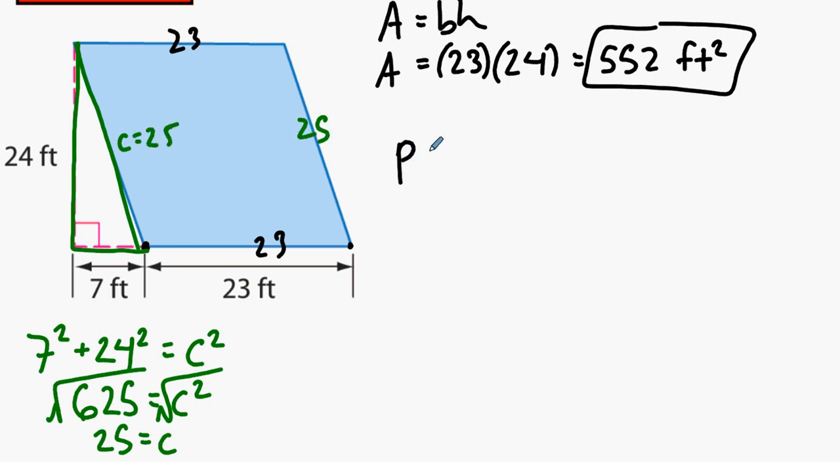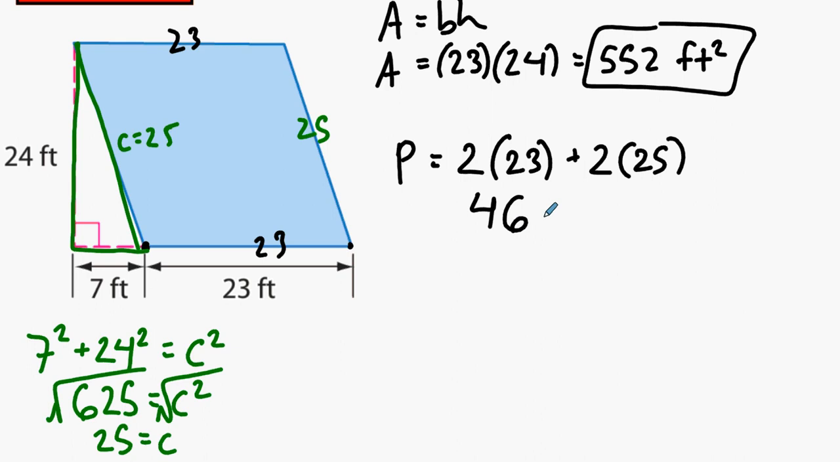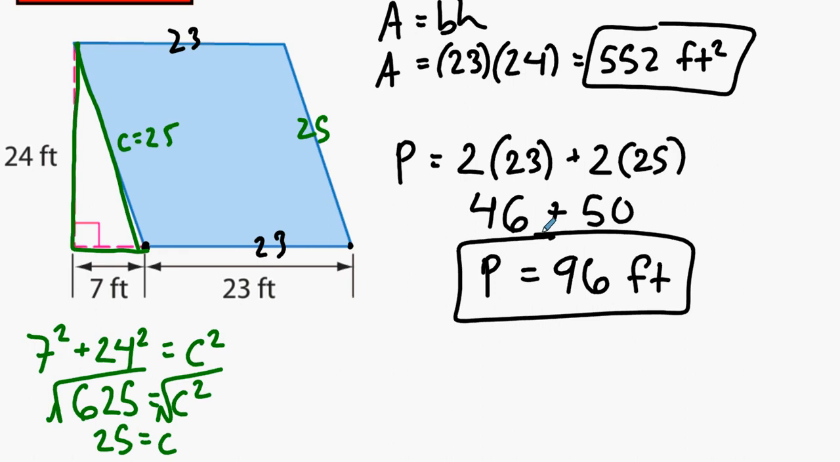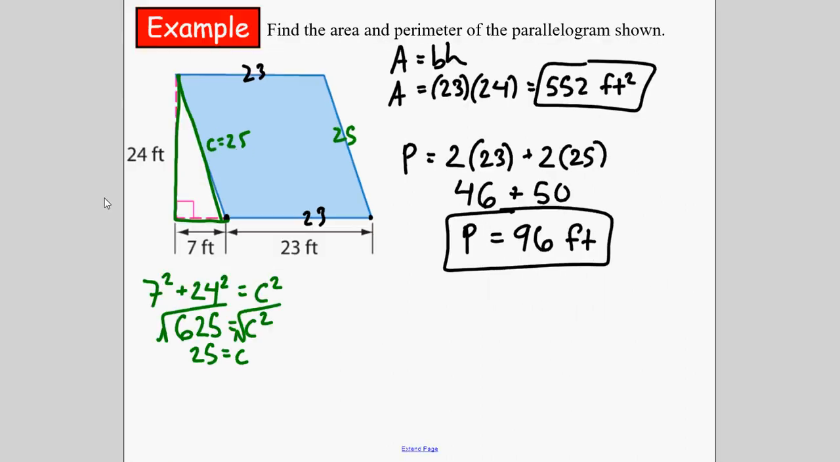So the entire perimeter will be 2 23s plus 2 25s. That'll be 46 plus 50. The perimeter is 96, and perimeter is one-dimensional, so it's just going to be feet because perimeter is a measure of distance, and distance is one-dimensional. So there's the first example, kind of the easier of the two that we're about to do.